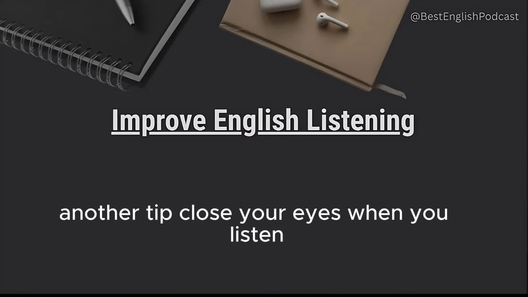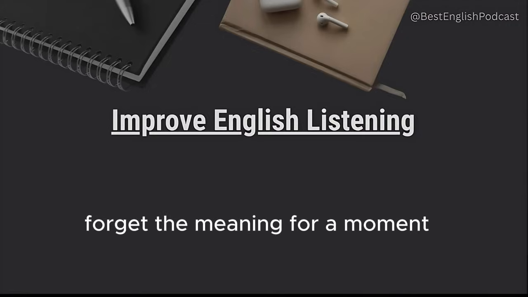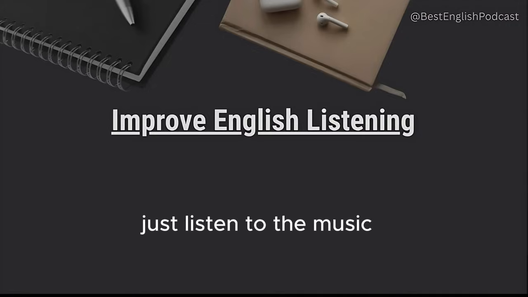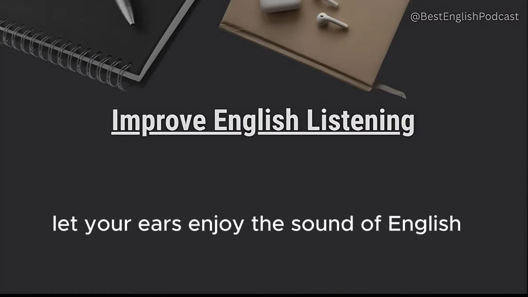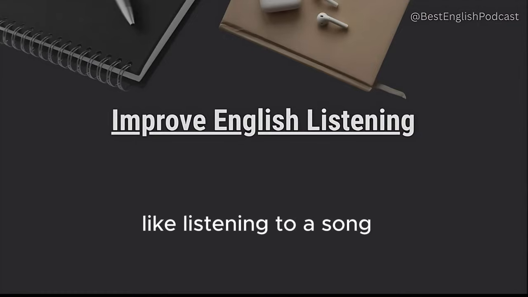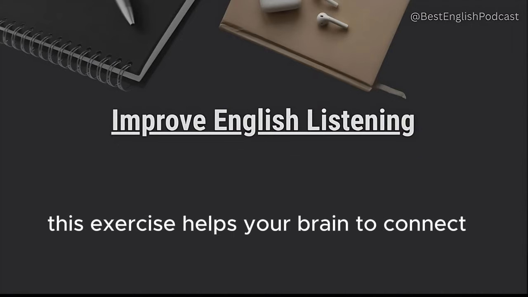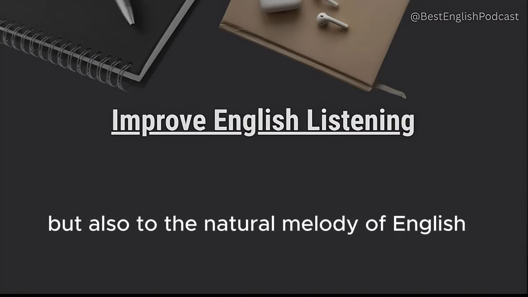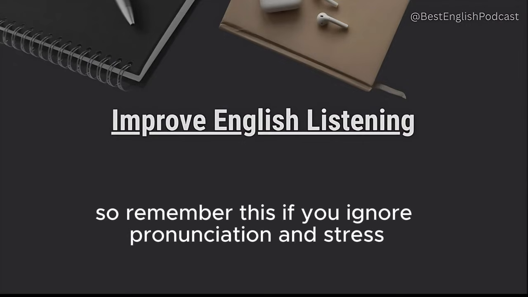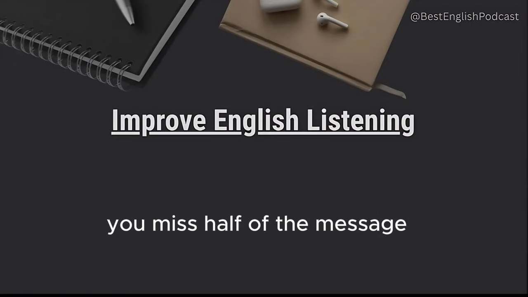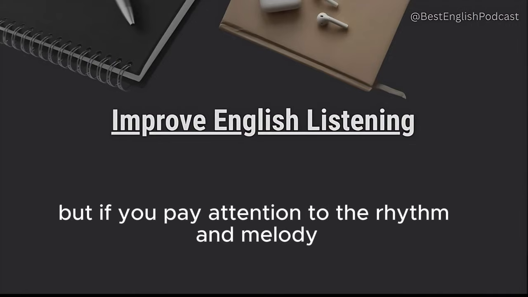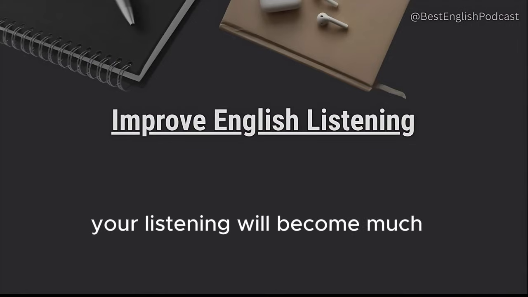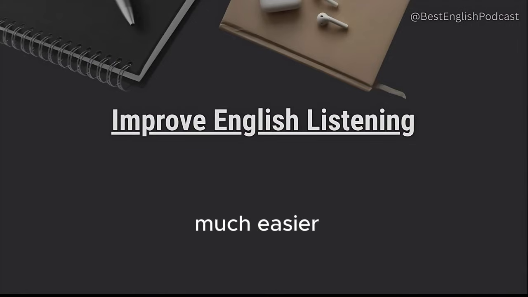Another tip. Close your eyes when you listen. Forget the meaning for a moment. Just listen to the music. Let your ears enjoy the sound of English. Like listening to a song. This exercise helps your brain to connect not only to the words, but also to the natural melody of English. So, remember this. If you ignore pronunciation and stress, you miss half of the message. But if you pay attention to the rhythm and melody, your listening will become much, much easier.